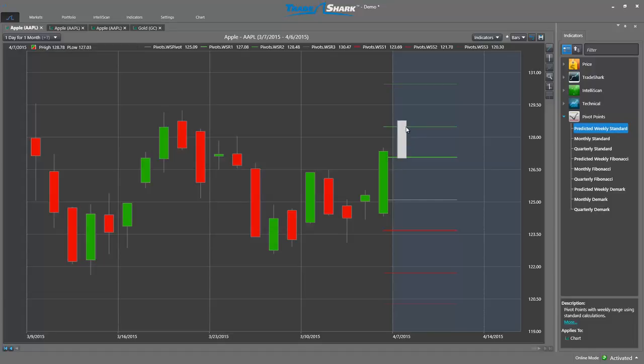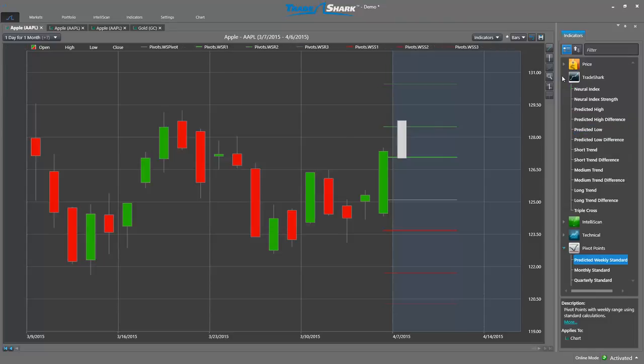with TradeShark's predicted range forecasting a predicted high above resistance level 2. TradeShark users will also have the ability to easily combine these pivot levels with the highly accurate neural index forecast.